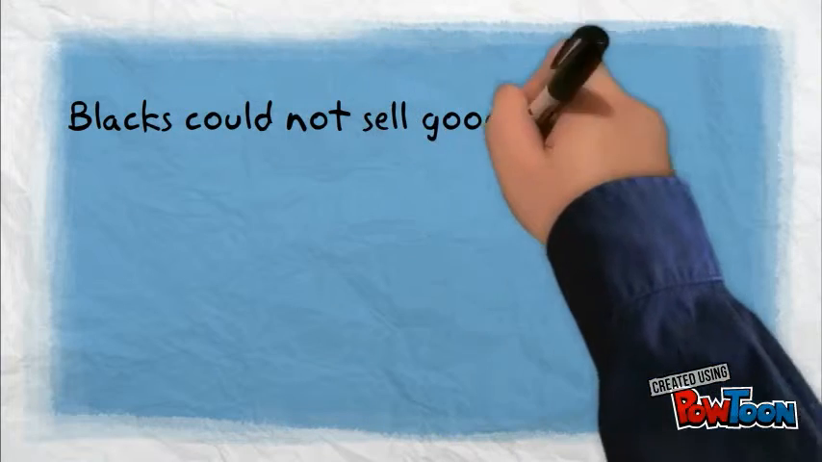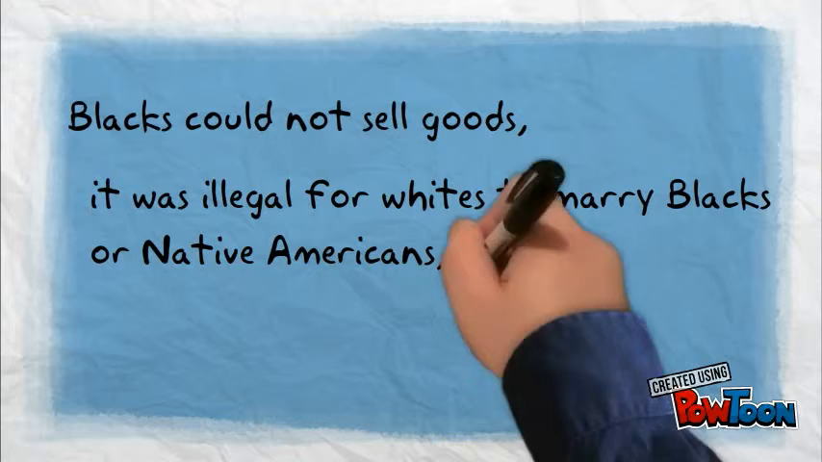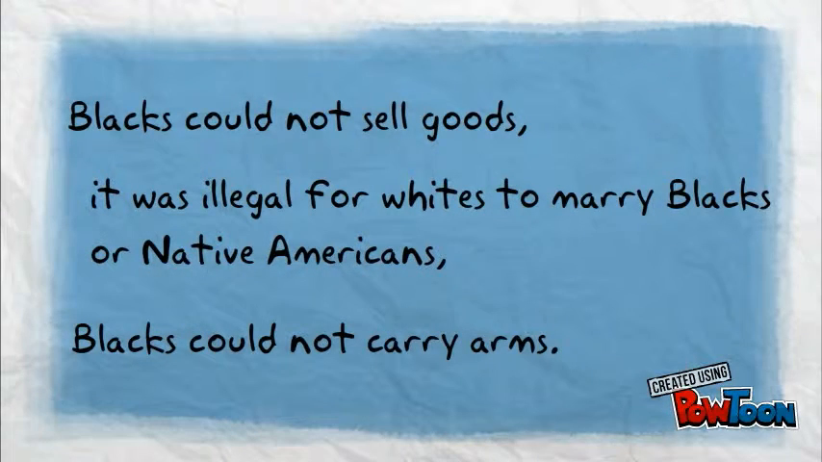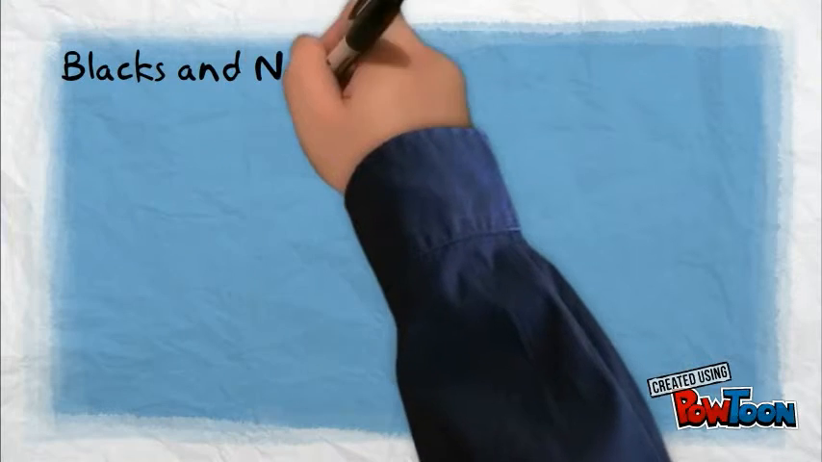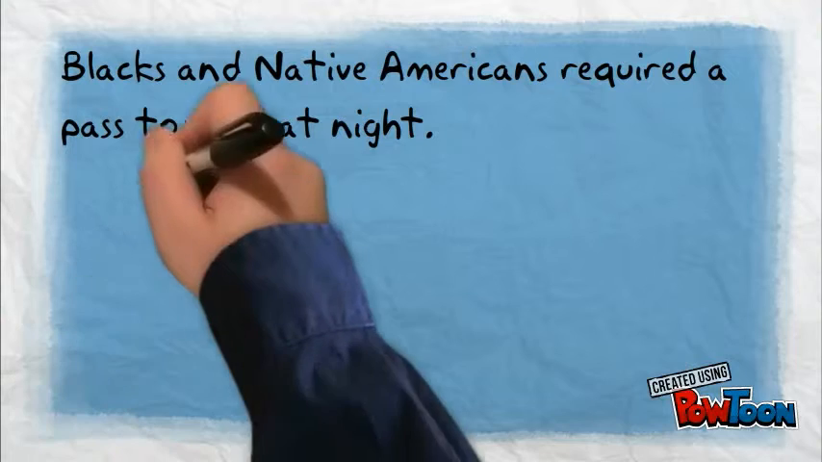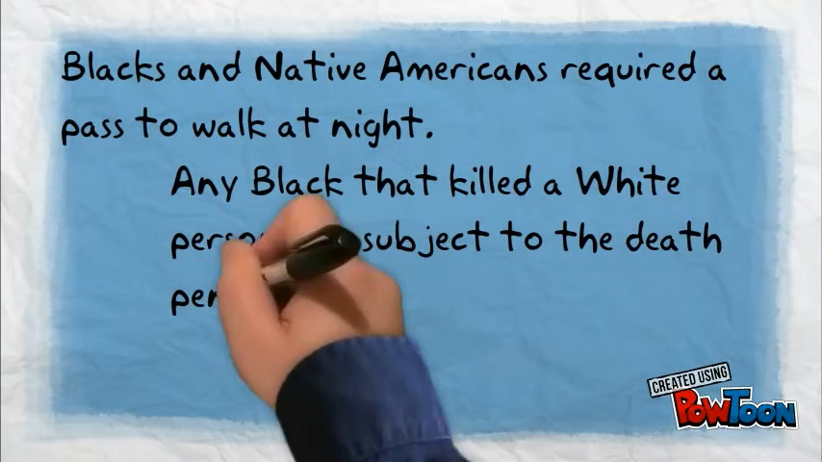Blacks could not sell goods. It was illegal for whites to marry blacks or Native Americans. Blacks could not carry arms. Blacks and Native Americans were required to have a pass to walk at night. Any black that killed a white person was subject to the death penalty.